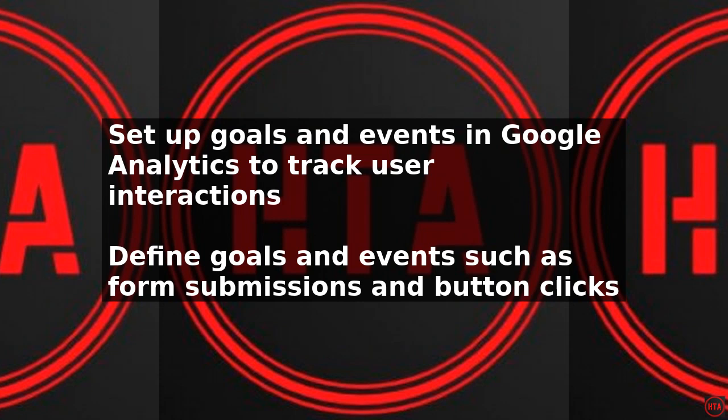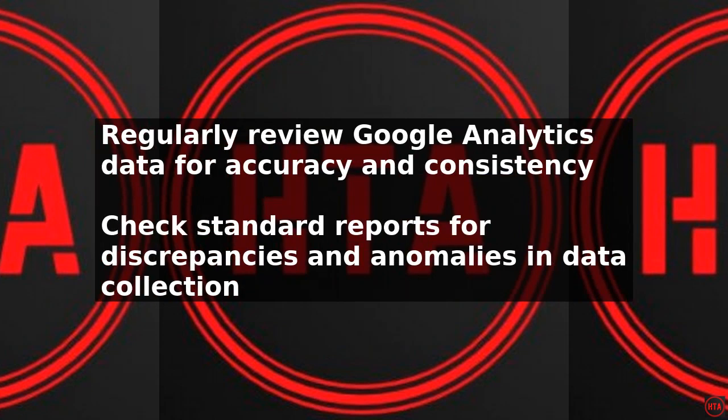To set up goals and events, you need to go to the admin section of Google Analytics and click on the Goals or Events tab. Then, you need to define the goal or event that you want to track, such as a thank you page or a specific button click. Once you have set up goals and events, you can view the data in the standard reports, which will show you the number of conversions and the conversion rate.